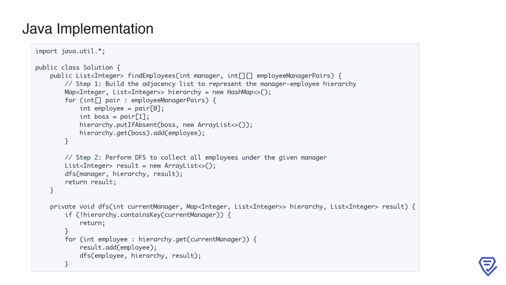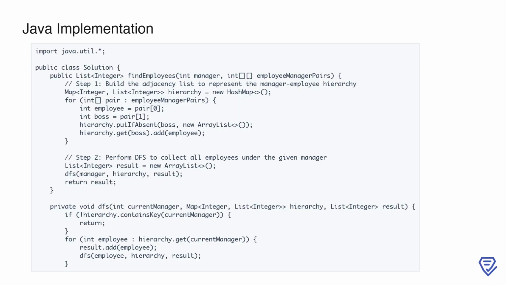Using the putIfAbsent method, we initialize the list for a manager if it doesn't already exist, and then we add the employee to this list. Next, we prepare to traverse this hierarchy using depth-first search, DFS, to gather all employees under the given manager. We initialize a result list to store the output and call the DFS helper method, passing the manager ID, the hierarchy map, and the result list.